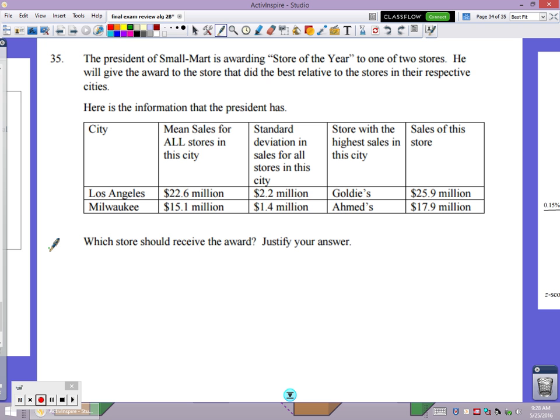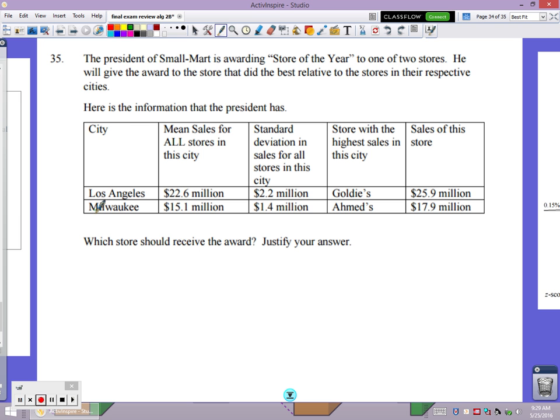He will give the award to the store that did the best relative to the stores in their respective cities. So here's the information that the president has. We have two cities. A really good idea is to make sure you understand there's a lot of data given here. If you don't understand what it all means, it's really hard to answer the question. So let's make sure we understand.